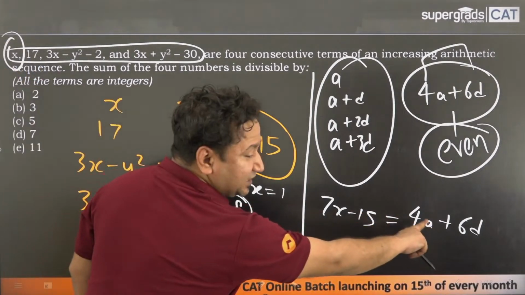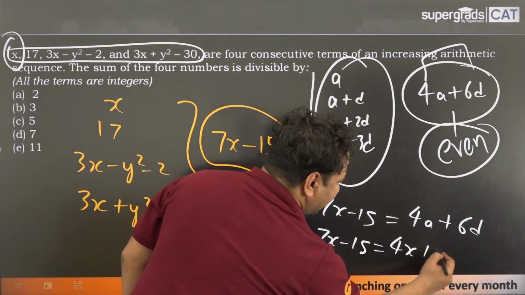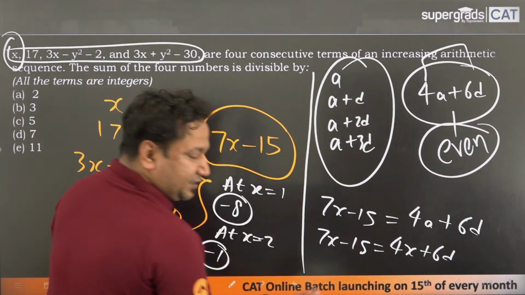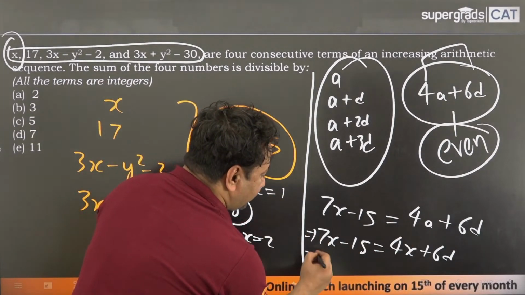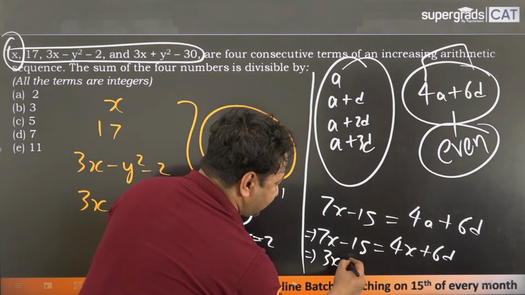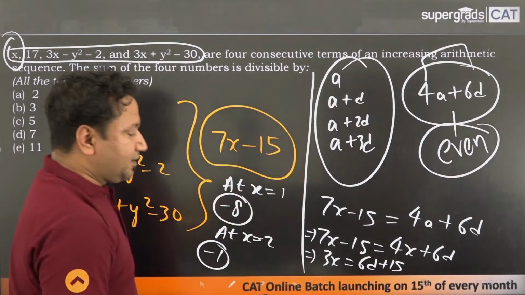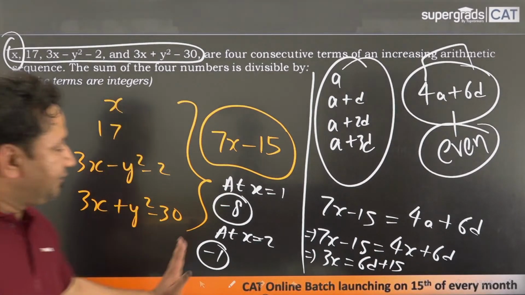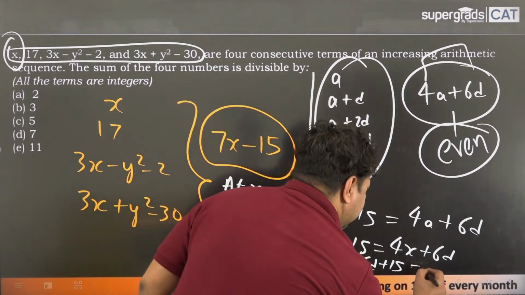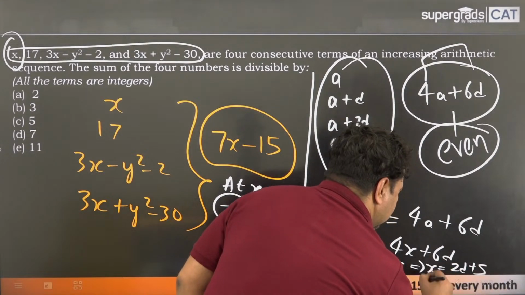Let's put x over here. Let's replace a by x. So I get 7x minus 15 is equal to 4x plus 6d, which further means if I bring that 4x here and send it there, 7x minus 4x is 3x. Minus 15 goes to the right hand side. I got 6d plus 15. That's what I have got. Dividing this whole by 3, I'll get x is equal to 2d plus 5.